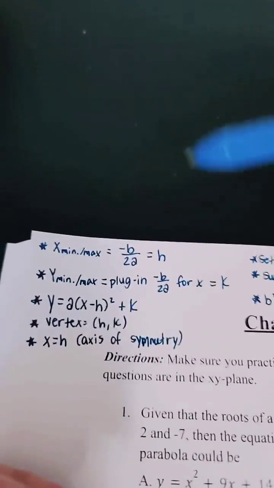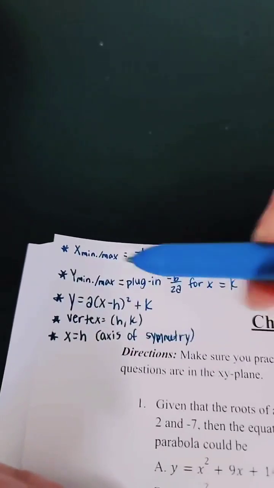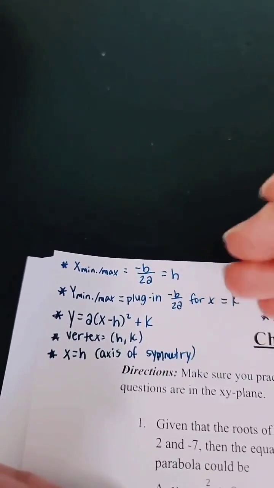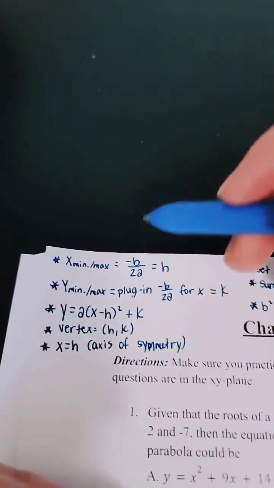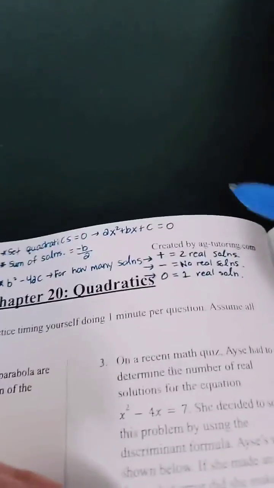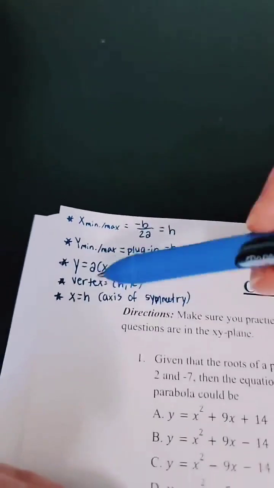And then we have our x min and max. When it's asking you for the minimum or maximum value, it's asking for the y min and max. But if it's asking for the x value where you have a minimum or maximum, then it's asking for the x min or max, which is equal to negative b over 2a. Again, b and a refer to this right over here. That's also equal to h in the vertex.